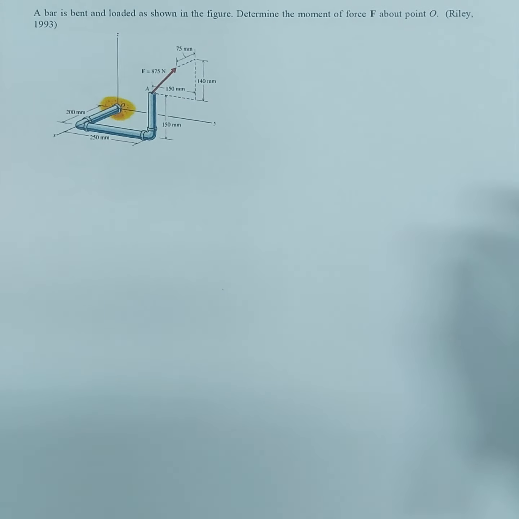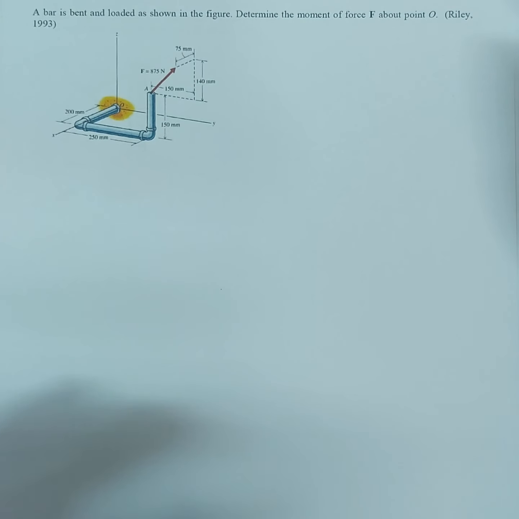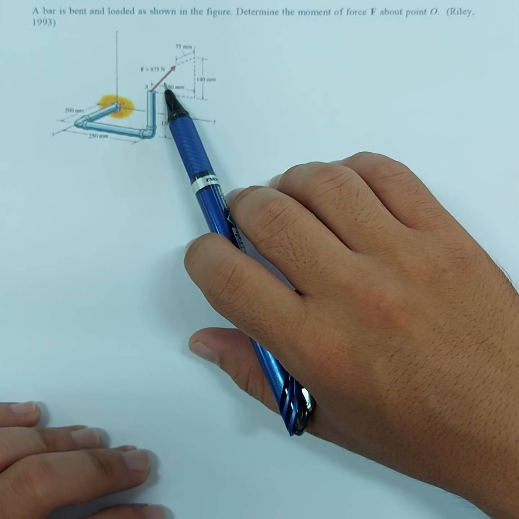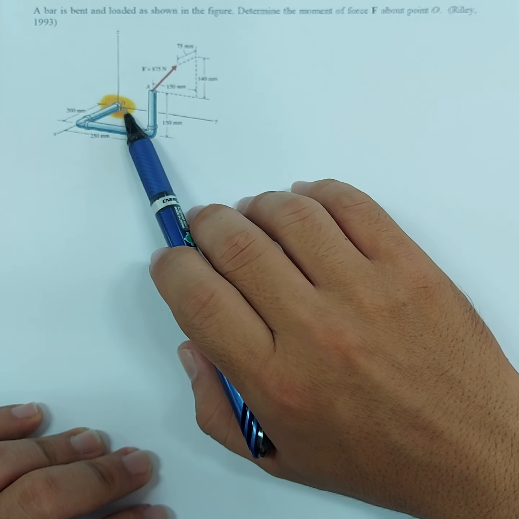Alright, next problem, example, I should say. A bar bent and loaded as shown in the figure. Determine the moment of the force F about O. Alright, that's it. So we are to solve for the moment of this force about this point O.